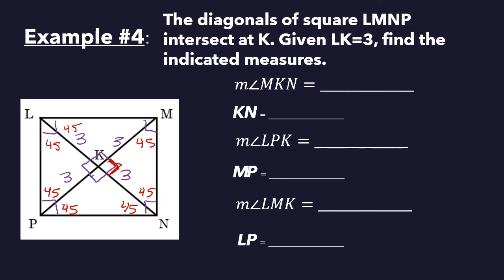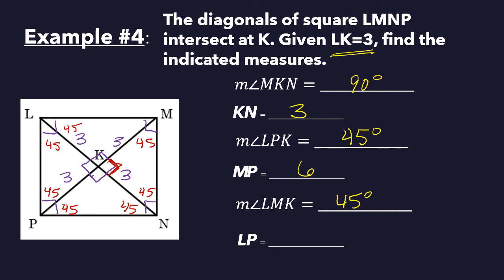Okay, here we go. Now if I finish filling these in, angle MKN is the angle in the center, which is 90 degrees. KN is 3. LPK is one of my 45-degree angles. MP is 6. Angle LMK is another one of my 45-degree angles. And LP, we're going to figure out LP. So that's a Pythagorean theorem problem.